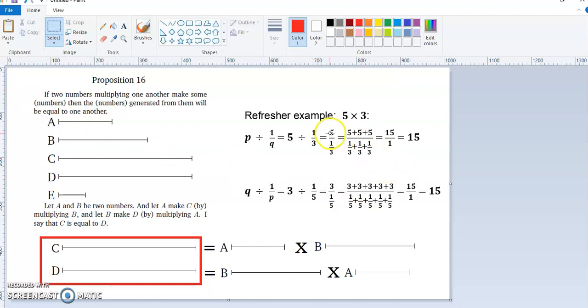So 5 divided by 1/3 is simply this fraction over here, where we eliminate the denominator by adding enough equal parts in order to get 1, okay? And thereby, we know that 15 units are simply just 15. And similarly, 3 divided by 1/5 turns out to be 15 as well. So this was the kind of proof that Euclid gave in Book 5, or that one would notice in Book 5, if one actually understood the elements and what Euclid was trying to do.